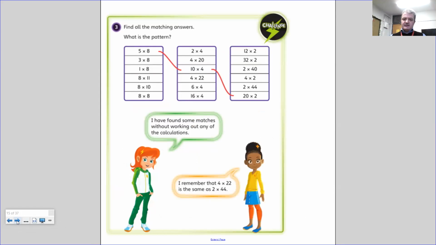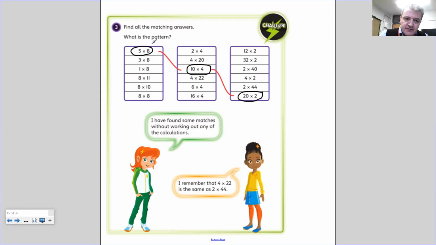Okay. This is our challenge. I thought it'd be quite interesting. Just have a look here. Find all the matching answers and what is the pattern. Here, I've got 5 times 8. Here, I've got 10 times 4. Here, I've got 20 times 2.